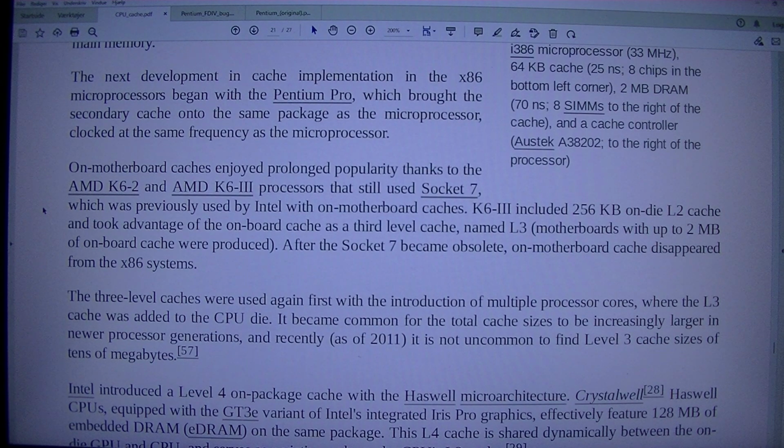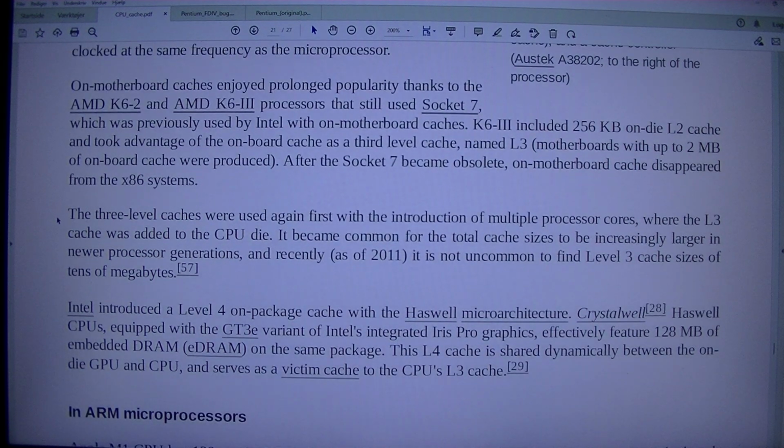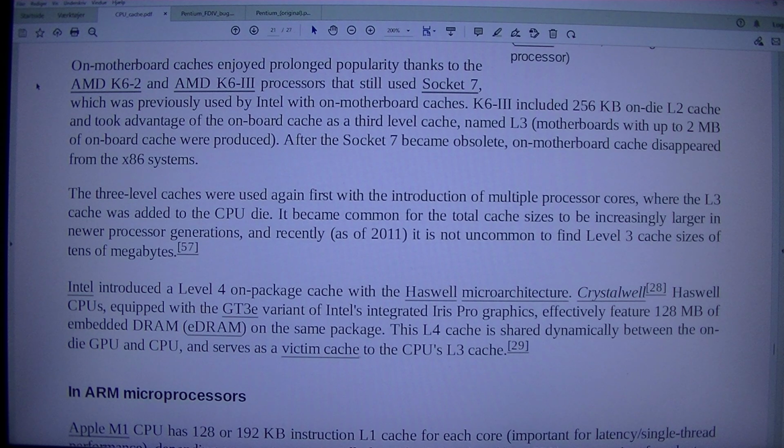On-motherboard caches enjoyed prolonged popularity thanks to the AMD K6-2 and AMD K6-3 processors that still used Socket 7, which was previously used by Intel with on-motherboard caches. K6-3 included 256 kilobytes of on-die L2 cache and took advantage of the onboard cache as a third-level cache, named L3. Motherboards with up to 2 MB of onboard cache were produced.